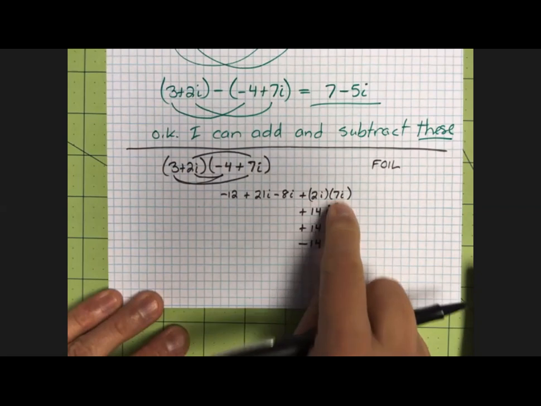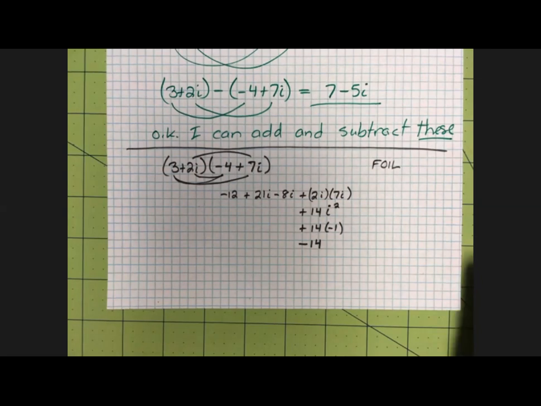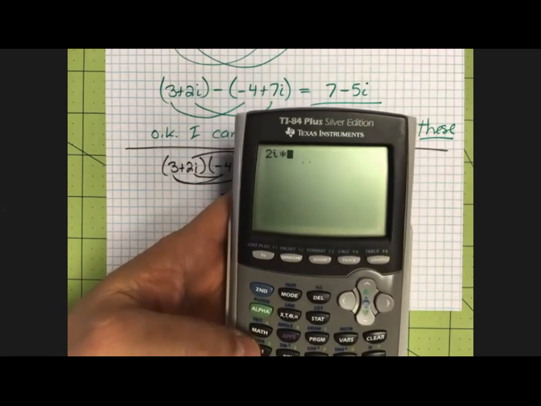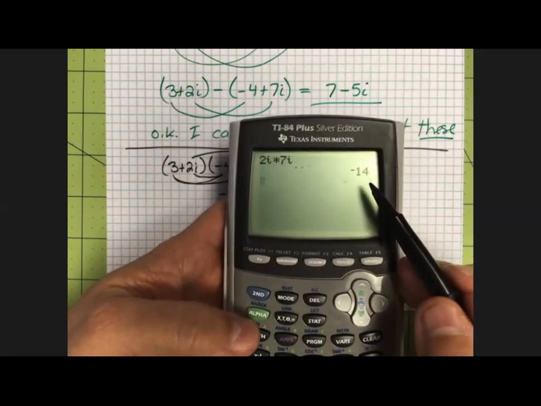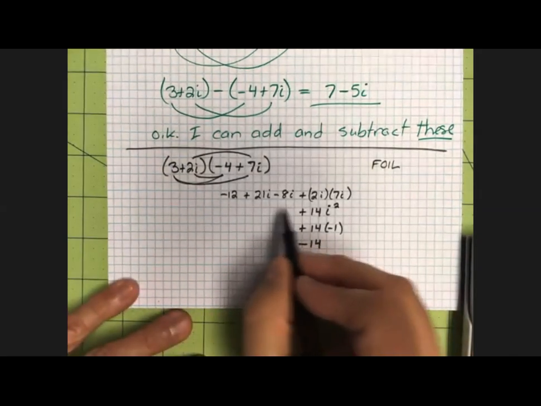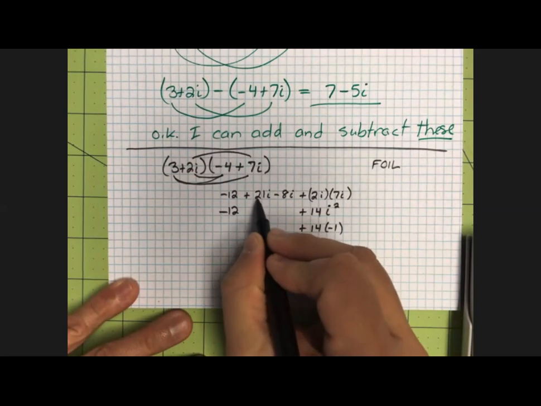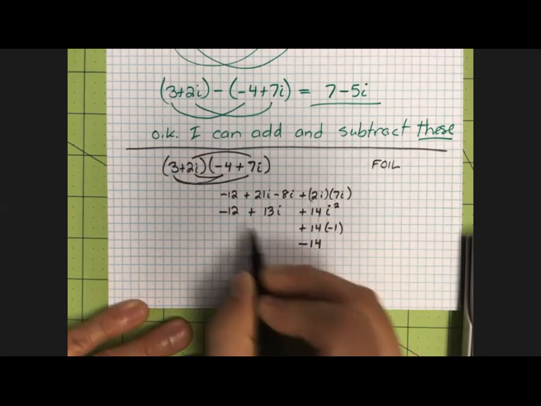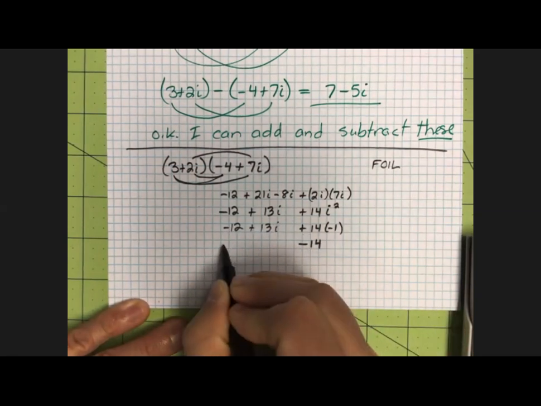So 2i times 7i turns out to be minus 14. Just for fun, if you want to check it on your calculator, 2i times 7i is minus 14. Now let's combine all the like terms, right? So I've got minus 12, 21 i's minus 8 i's is what? 13 i's. So minus 12 plus 13i minus 14.